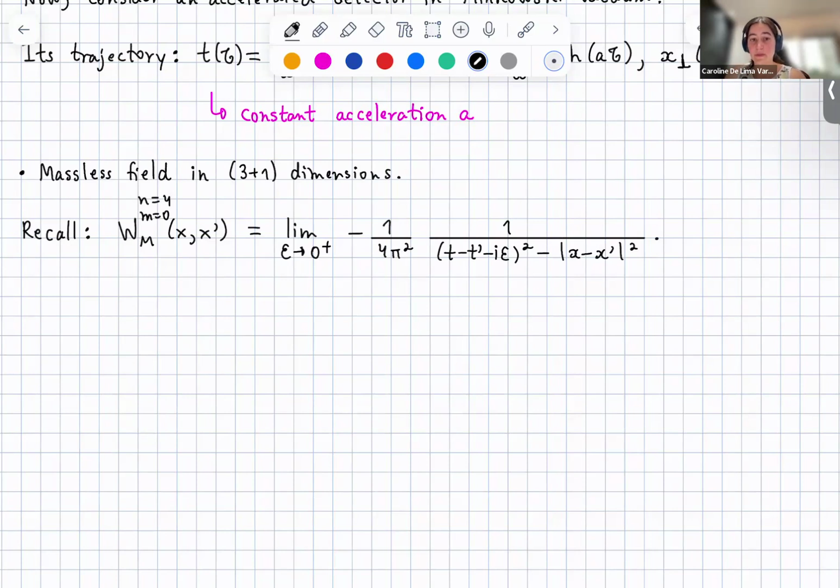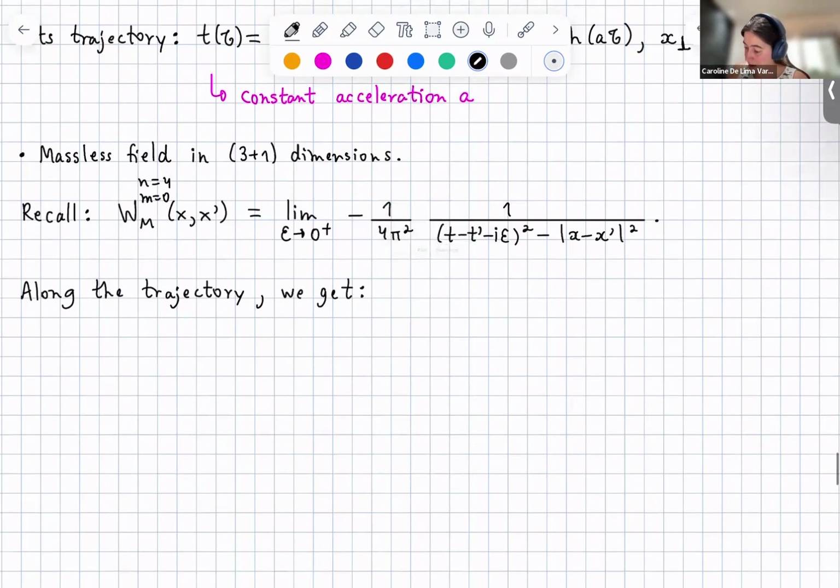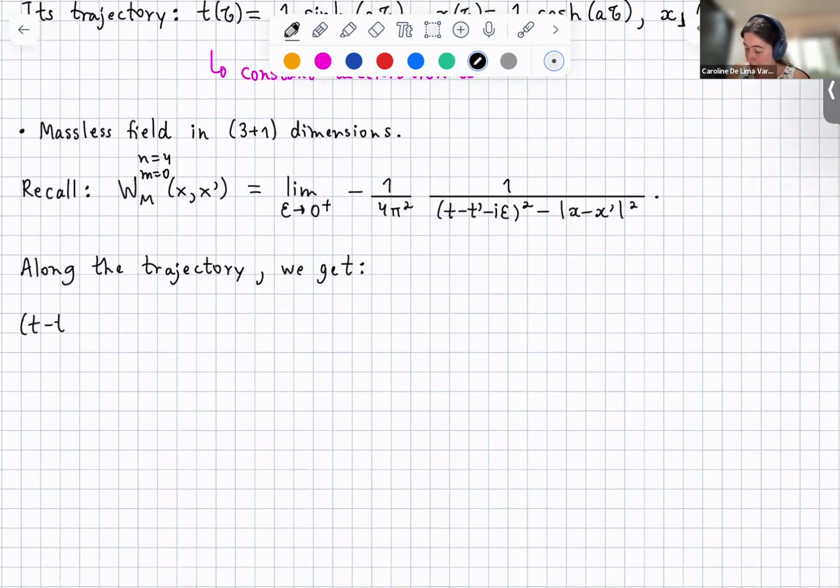So we want to plug the trajectory here. We want to compute what this function is along this trajectory. Along the trajectory, let's first see t minus t prime here, what it is. So I can write this as just 1 over a squared.